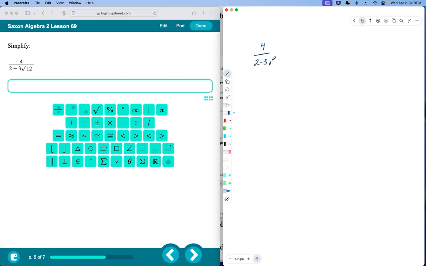4 over 2 minus 3 times the square root of 12. Before we can conjugate this, though, this can be simplified. So you always want to simplify a radical if you can before you conjugate it. So this would actually be 4 over 2 minus, I can pull out square root of 4 times square root of 3, which makes this a 2. So negative 3 times 2 is going to be a negative 6 times the square root of 3. This is what we'll conjugate, times 2 plus 6 times the square root of 3.